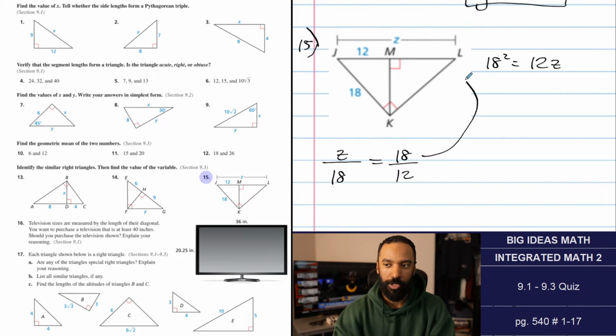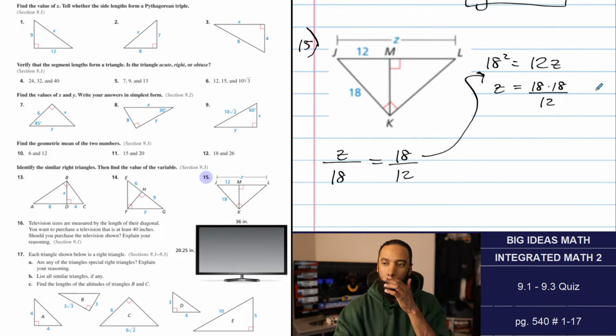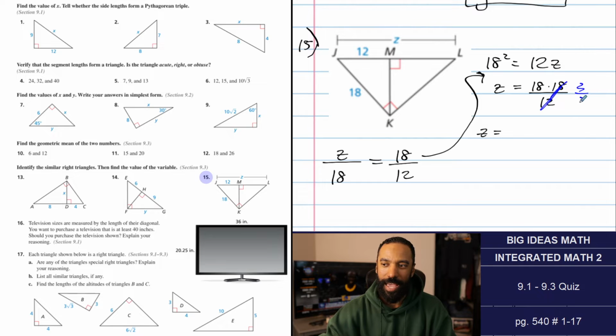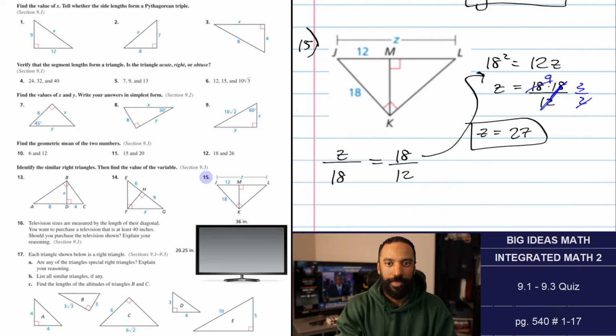When you cross multiply, what do you get? 18 squared is 12Z. So I'll divide both sides by 12. I was going to say Z. And I get Z equals, and I think this is how I remember this problem, because without a calculator, I don't really know. I know it's 324, but I divided like this, and I need to do it again because I don't really remember. 18 over 12 is 3 halves. 18 divided by 2 is 9, and 9 times 3 is 27. Z is 27. No calculator needed.